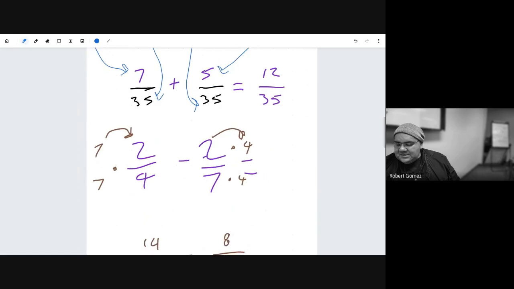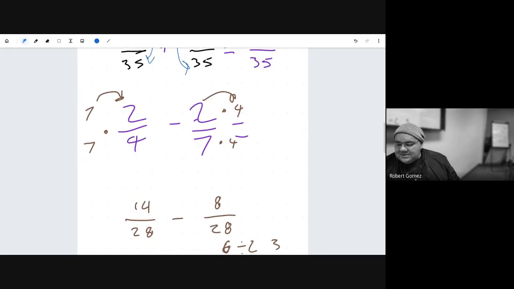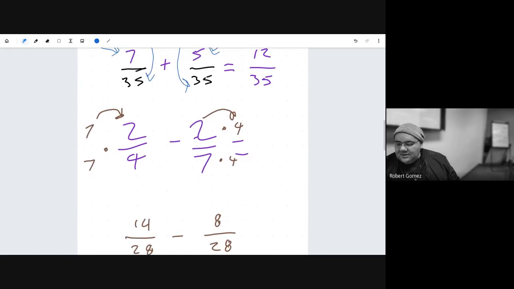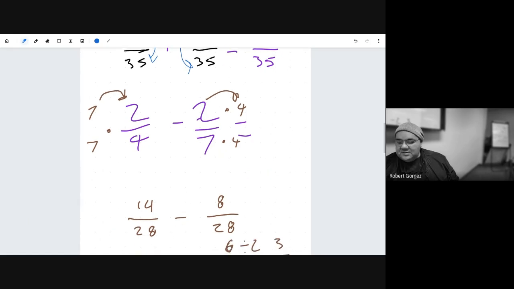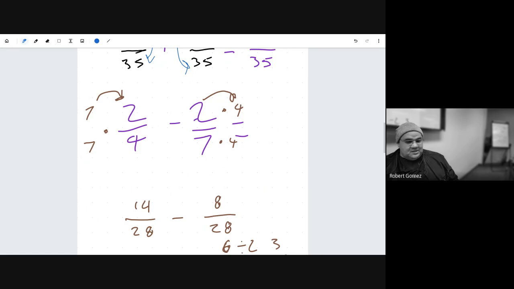And in this example, I did the same thing, except I did it with 2/4 and 2/7, so the actions are the same. The difference here is that this is a subtraction problem. But guess what? We do the same thing. We have 2/4 minus 2/7, right?